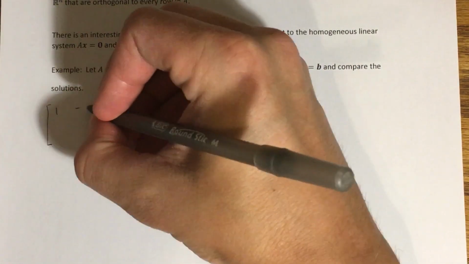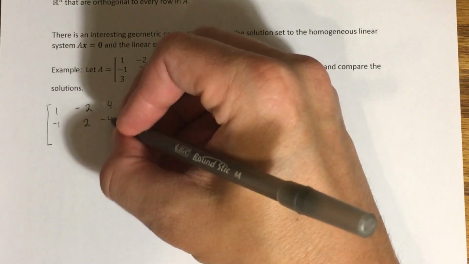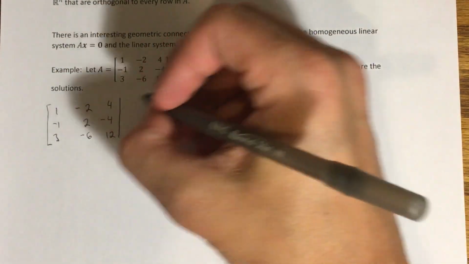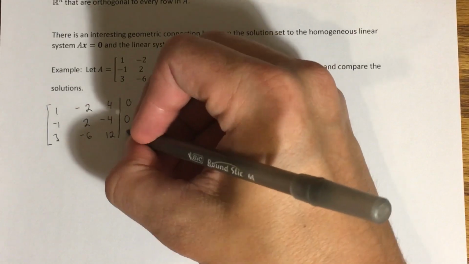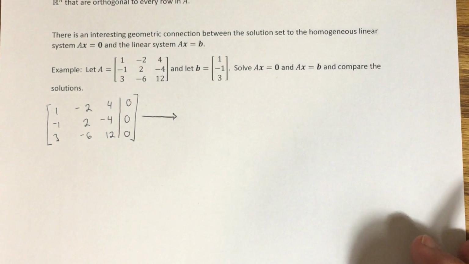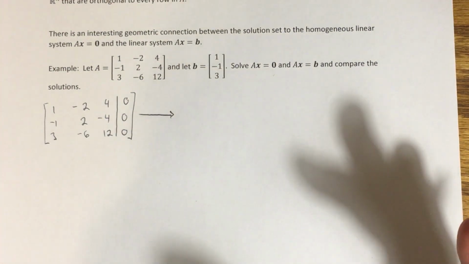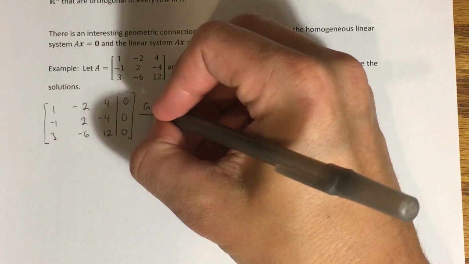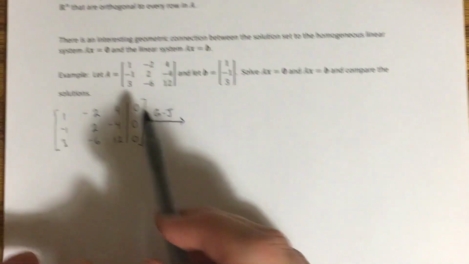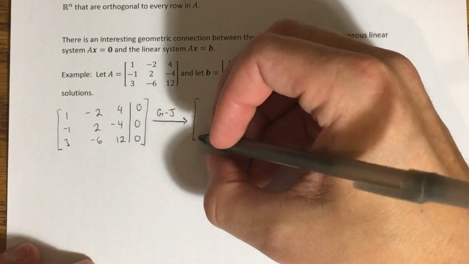So I have 1, -2, 4, -1, 2, -4, 3, -6, 12. And then because we're doing the homogeneous system first, that's going to have all zeros here. All right. Now I'm going to do something that you'll see me do again in the future. I'm going to do all of my Gauss-Jordan in one step. And I'm simply going to write this here, G, J, which stands for Gauss-Jordan, and it's just showing that I'm using the Gauss-Jordan process to get from here to here. But Gauss-Jordan is actually only 2 steps in this case anyways.